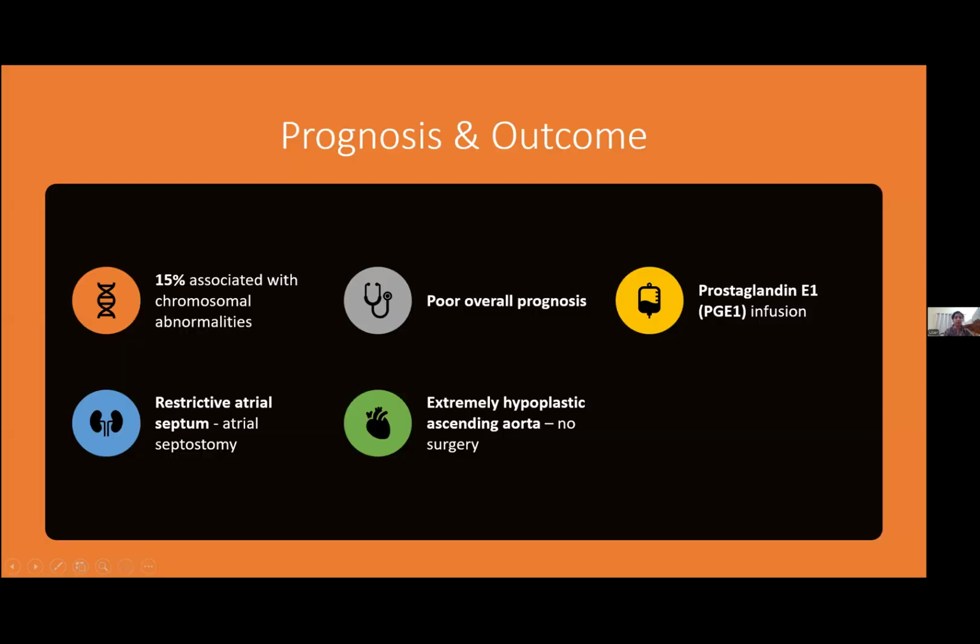In 15% of the cases, it is associated with chromosomal abnormalities. The overall prognosis is poor with high morbidity and mortality. Since it is a duct-dependent systemic circulation, it requires prostaglandin E1 infusion. In restrictive atrial septum, we need to do atrial septostomy. If there is an extremely hypoplastic thread-like ascending aorta, it may preclude surgical repair.